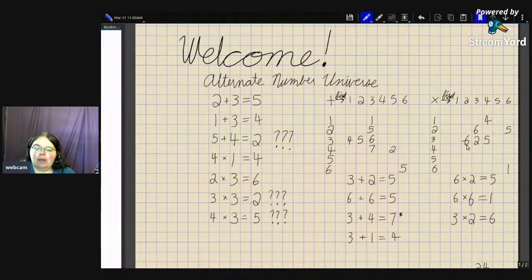But just coming back to this, it seems to be the case that we're going up by 3s. So does that mean that 6 plus 3 is 2? It turns out that that's true. 6 plus 3 is 2. Ugh, that seems so weird, right? Okay, so I really would like to see some guesses about what's going on in this alternate universe.